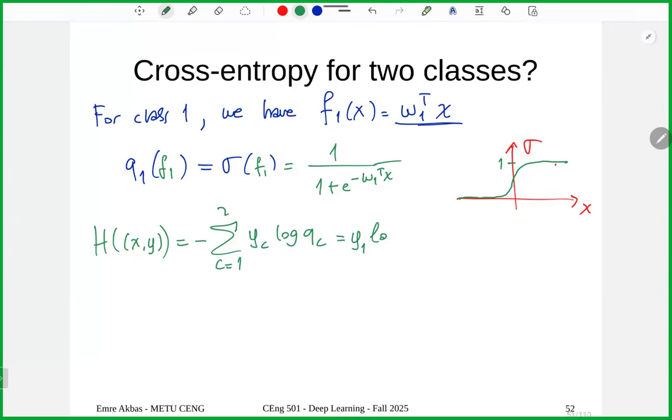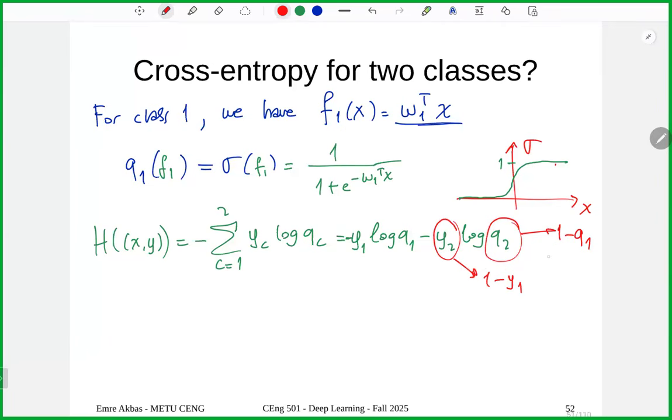And let's expand this: minus Y1 log Q1, minus Y2 log Q2. Because there are only two classes, Q2 is 1 minus Q1, so that Q1 plus Q2 makes a probability distribution. And Y2 is also 1 minus Y1 because there are only two classes, and one example cannot belong to both classes.